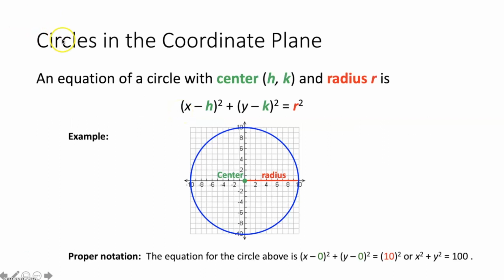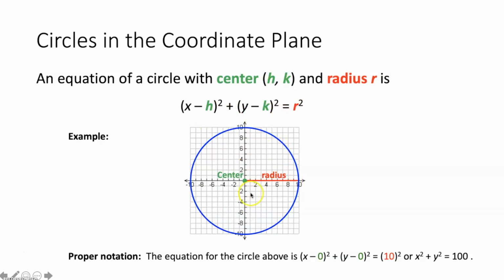First thing we're talking about are circles in the coordinate plane. An equation of a circle with center h, k and radius r is x minus h, the quantity squared, plus y minus k, the quantity squared, is equal to r squared, where again, h, k is the center of your circle and r is the radius of your circle.